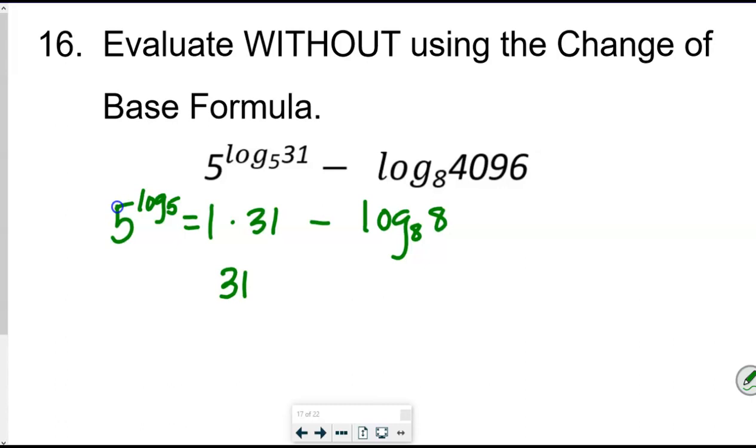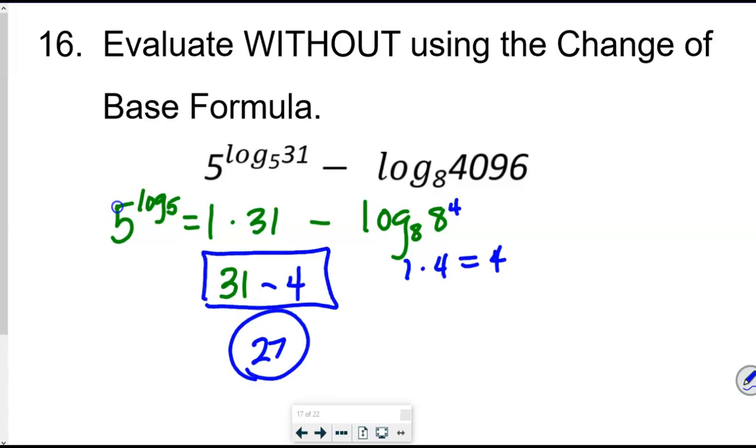You could do 8 to the third. And actually, what you're going to find is this is going to be 8 to the fourth. Okay, so what is this? This means log base 8 of 8 is 1 times 4, and that's equal to 4. Okay, so then we're going to subtract the 4 from the 31, and that's going to give us 27. So make sure you know how you get to here and how you get to here. You're going to have to show this part and this part.